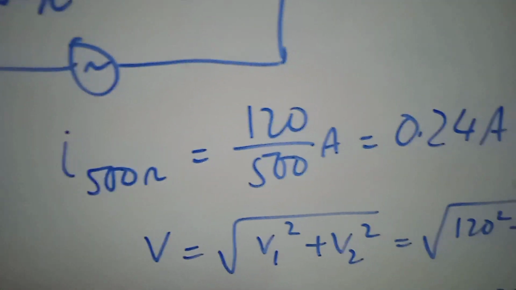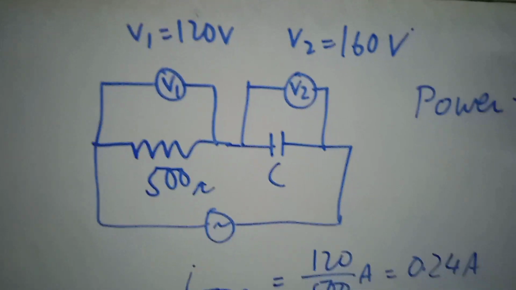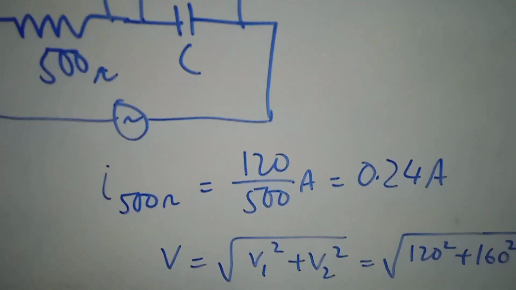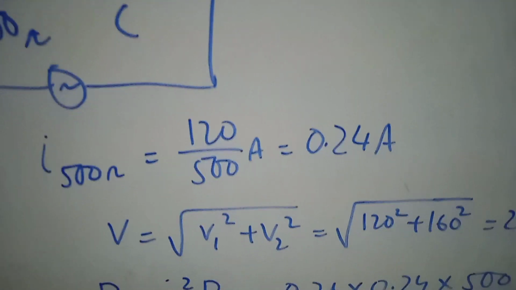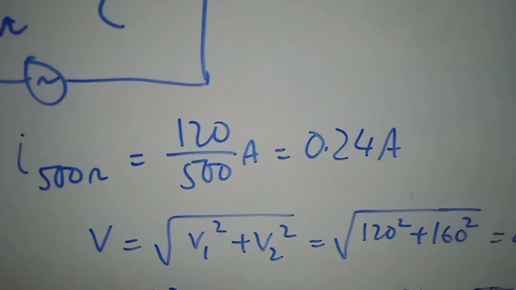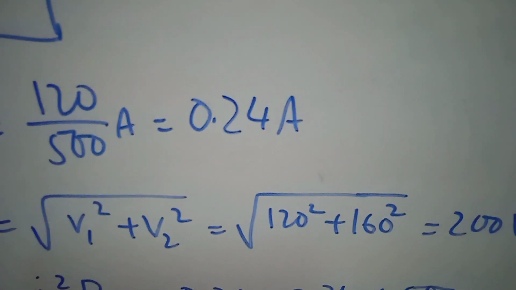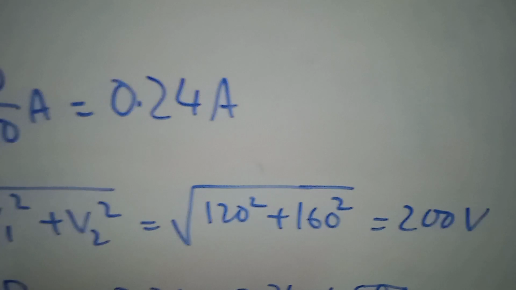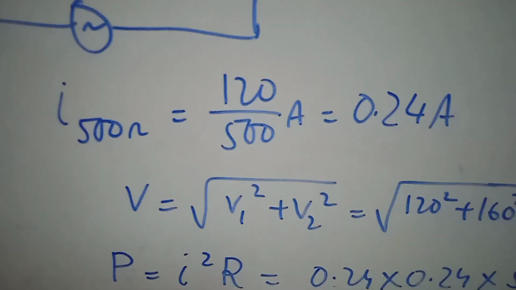Now we can write V equals root over V1 square plus V2 square, because V1 and V2 are mutually perpendicular, so it can be realized in vector form. So 120 square plus 160 square, that is 200 volt. This is the voltage.